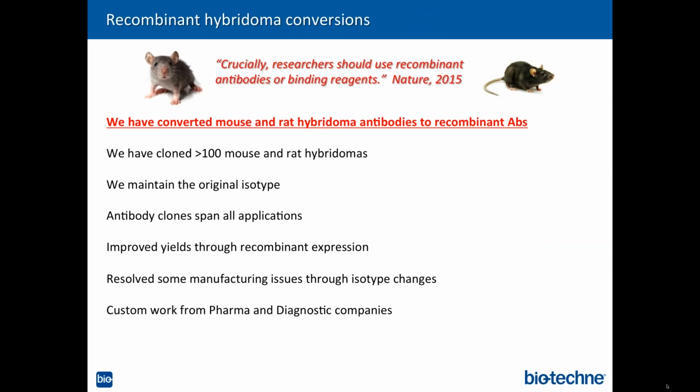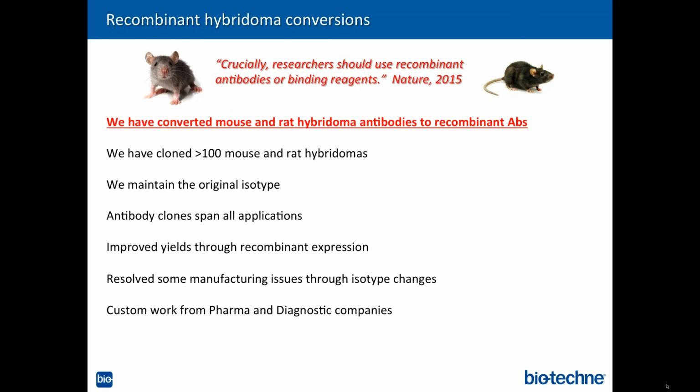So let me switch gears. So we had the technology established clearly for rabbit monoclonals, and we looked at our capabilities and said, we can actually apply this now to our rodent banks. And that was about at the same time when the Nature paper came out that actually called for researchers to use recombinant antibodies or binding reagents if they are obviously available. So we looked at that and we said, we can actually do this. We went back to our hybridoma banks, we optimized our cloning, and we have now converted over 100 of our mouse and rat hybridomas to a recombinant version.